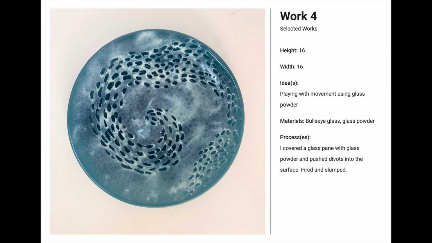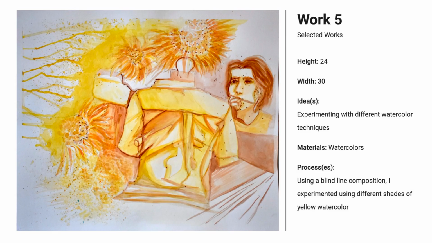Work 4, 16 inches by 16 inches, made with glass and glass powder. The idea was to play with movement using glass powder. I made it by covering a glass pane with glass powder and pushing divots into the surface. Fired and slumped.